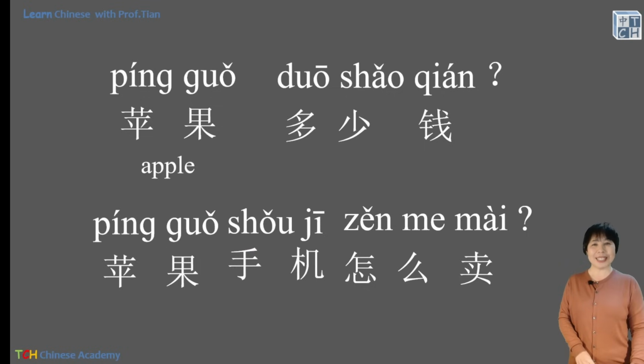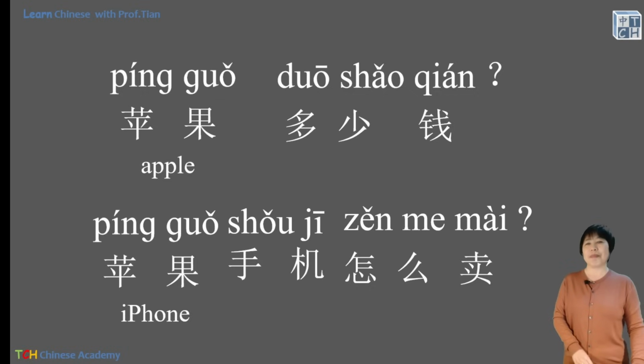手机. 手 is the hand and 机 is the device. So something you hold in your hands. Yeah, that's the cell phone. So 苹果手机怎么卖? Apple cell phone? Yes, that's the iPhone. So 苹果手机怎么卖? Can you try with me? 苹果多少钱? 苹果手机怎么卖? Yes, so this 多少钱 and 怎么卖 are the very popular basic ways of asking prices in China.